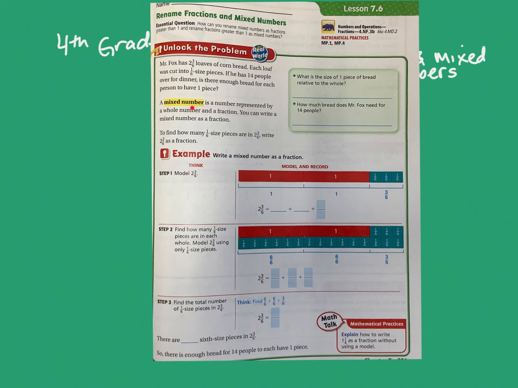Okay, well, a mixed number is like this, a number represented by a whole number and a fraction. It's a mix of a whole number and also a fraction. That's what a mixed number is. And you can write mixed numbers as a fraction. In fact, sometimes when you're calculating with fractions, you need to convert it into an improper fraction from a mixed number. So this is going to help us learn how to do that.